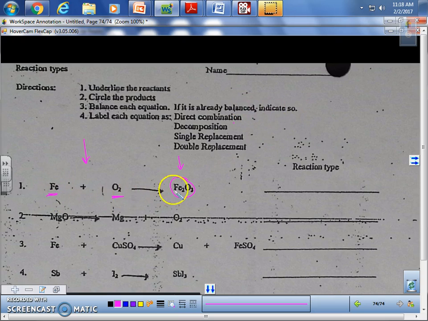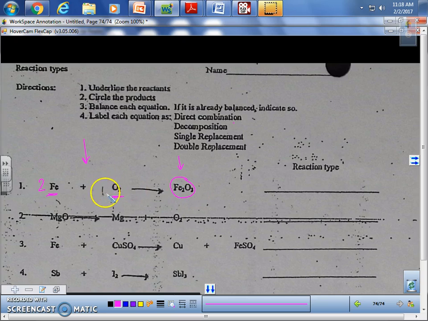I have 1 Fe. I have 2 Fe's, so I try a 2 here. 2 O's and 3 O's. So I have to think, all right, if I add a 1 here, it doesn't go 1 plus 2 gives me 3. 1's already here. If there's no number there, it's a 1. So I have to think about lowest common multiple. What can I get them both to? If I put a 2 here, it'd make it 4. I can't get this to 4.